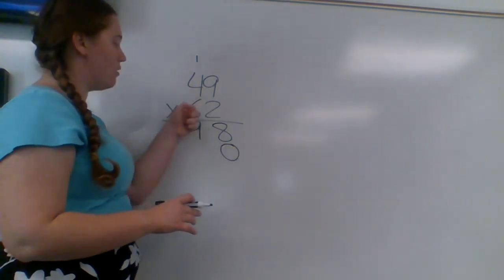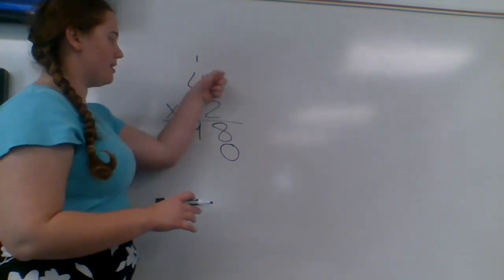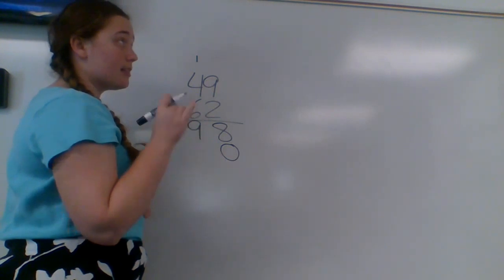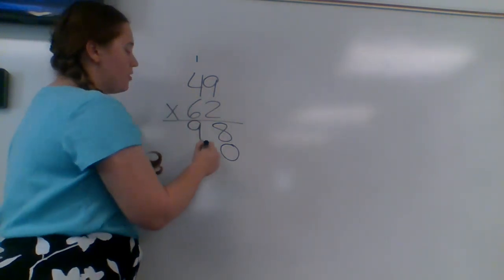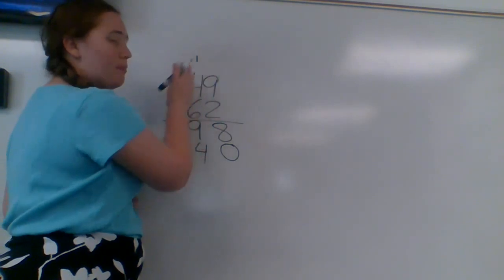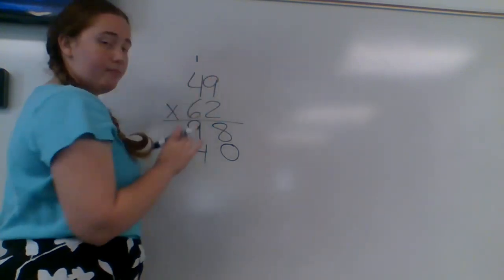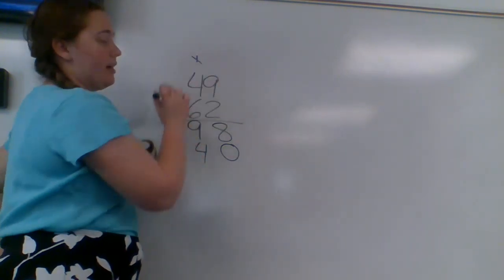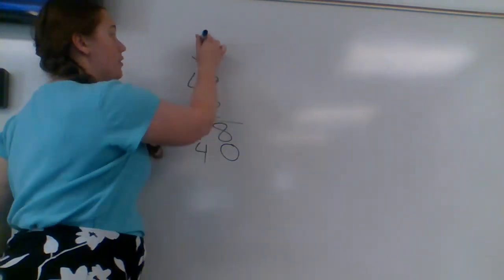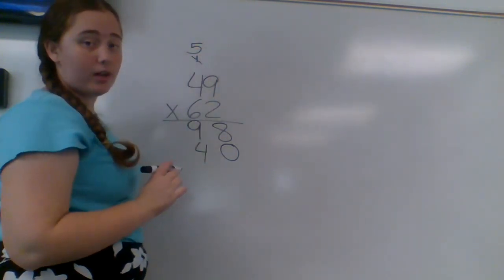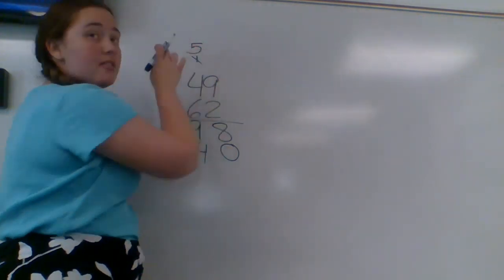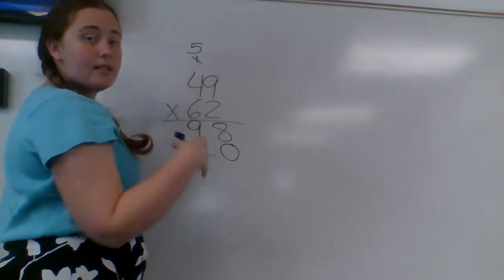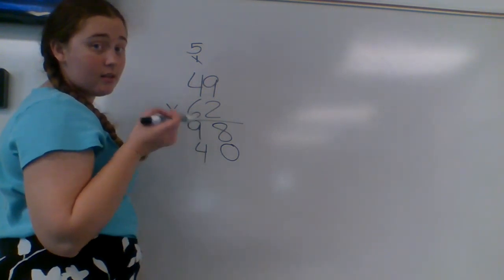Our next step is to multiply this 6 times this 9. 6 times 9, that's 54. So I have 4 down here, and 5 goes up here, but I already have a 1. So what do I do? Well, I'm going to cross that 1 out since I already used it. I'm going to write a 5 above the 1. So now I know that my carried number is 5. So I'm going to now take this 6 times the 4. 6 times 4 is 24.